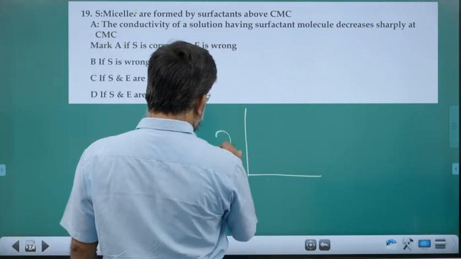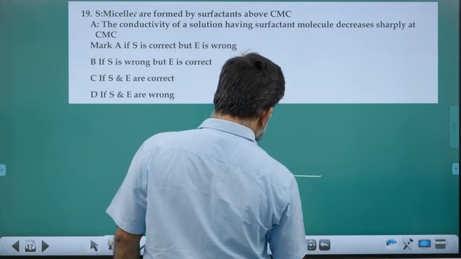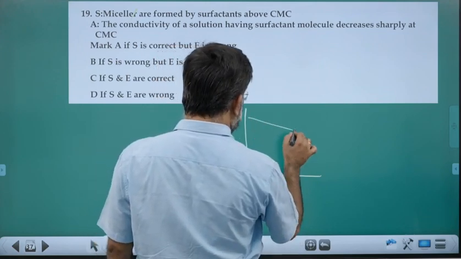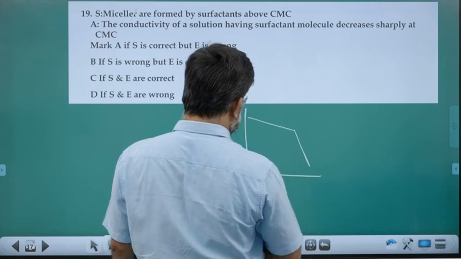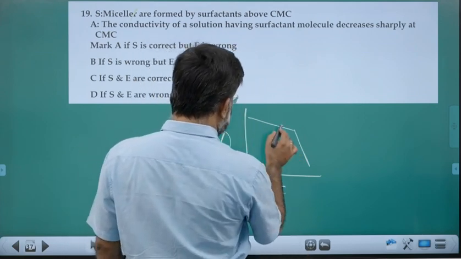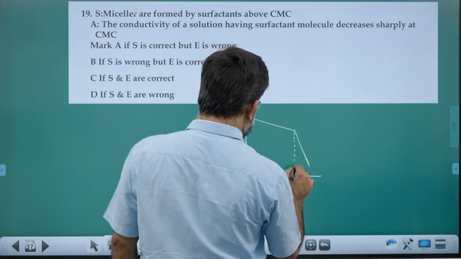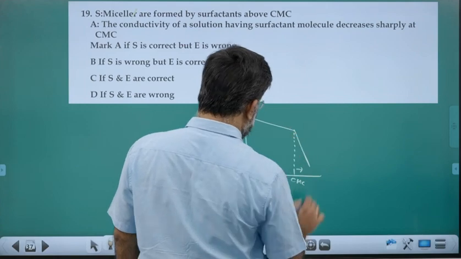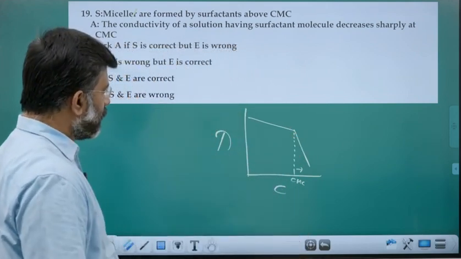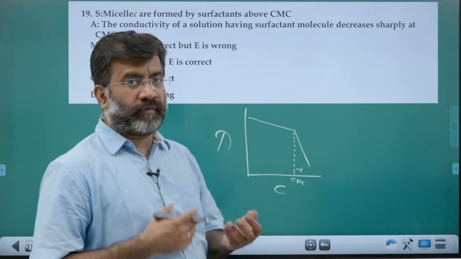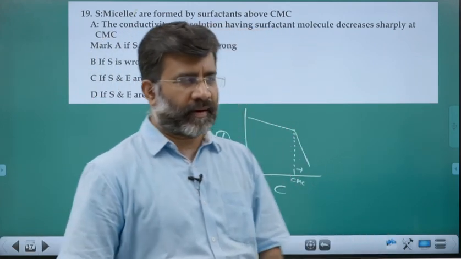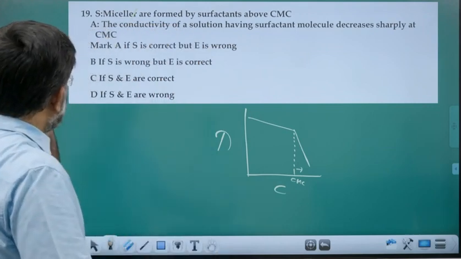Just imagine conductance lambda versus concentration. It may come like this. There can be a sharp decrease like this. The conductance decreases. At this point, this is CMC. Above CMC, there will be a sharp decrease in the electrical conductance because a true solution, which is an electrolyte, is converted to a colloidal system. Right? So both are supporting statements.